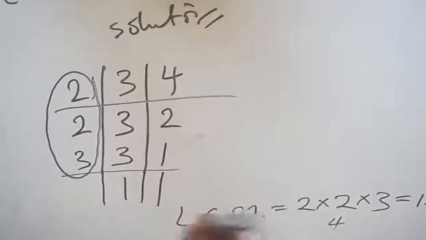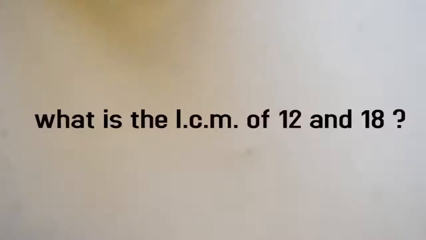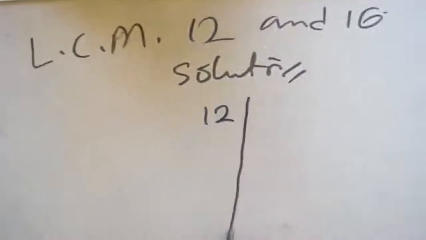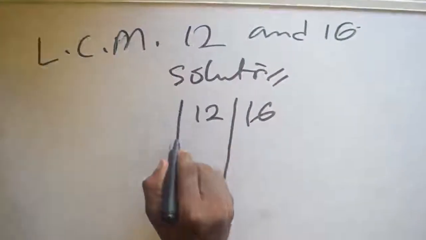Okay, let me make it more challenging. Let's say I give you the task of finding the LCM of 12 and, let's say, 16. The solution to this would be: you write the smaller number first. Even if you start with the bigger number, it doesn't matter. I just want to be organized.